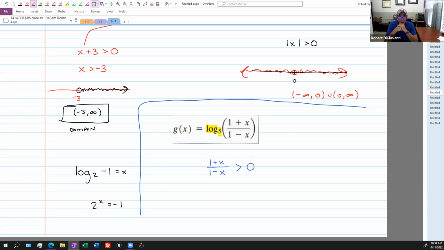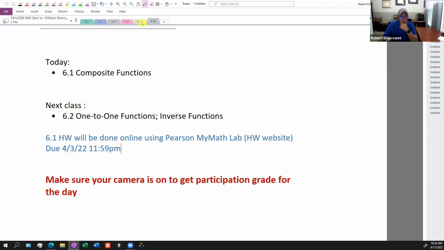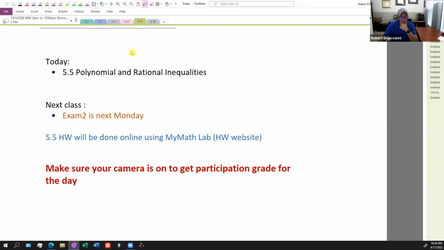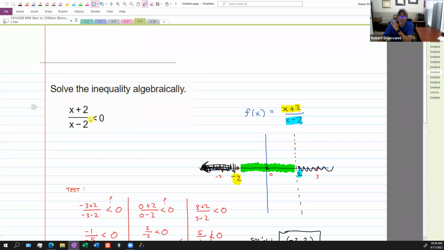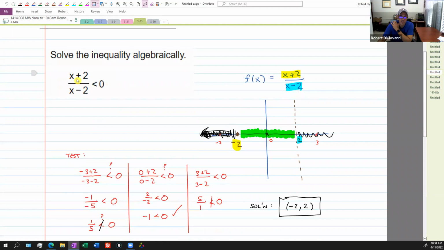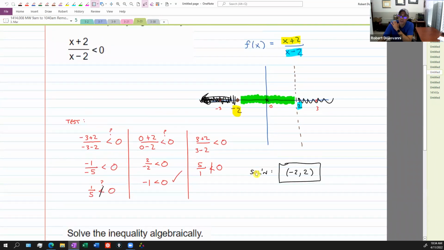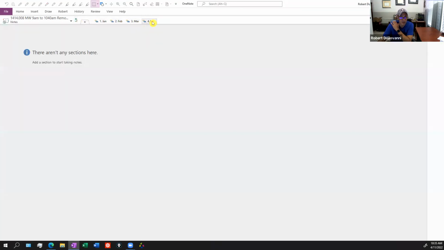Does this look familiar? Let me take you back to March. Let's see here. Here we go, 5.5, polynomial and rational inequalities. Remember this stuff? This is a rational expression less than 0. We could have done greater than 0. Remember all this method for doing this? I'm about to do that right now. So this would have been on the 23rd of March when we covered this.